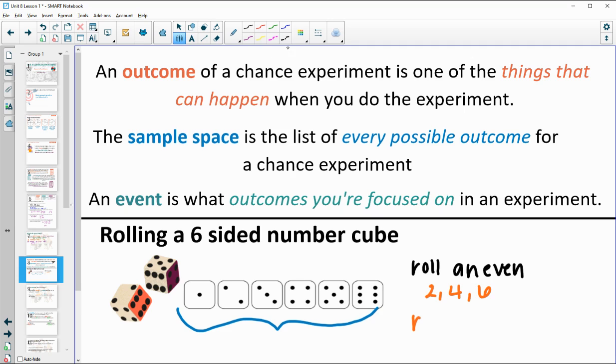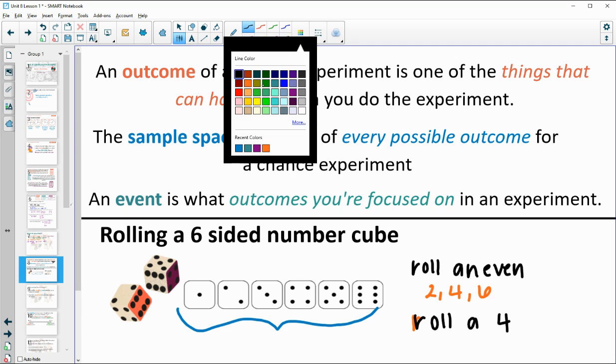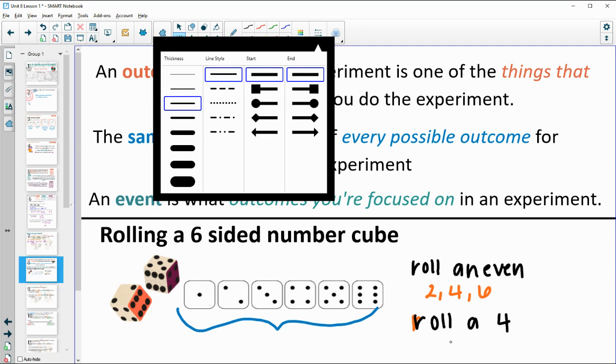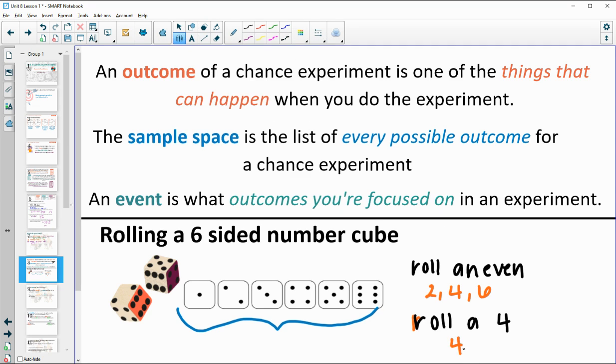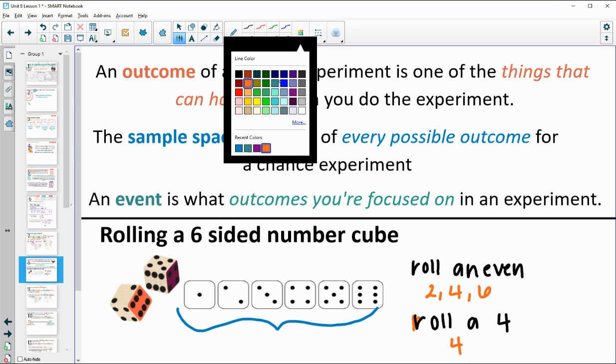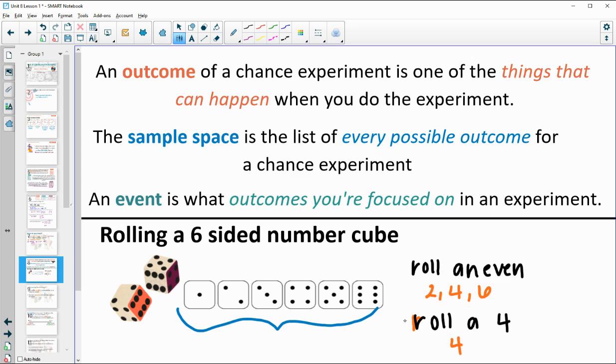Or if we said, whoops, that we're going to roll a 4. So then the outcomes of this event is, how do we roll a 4? Well, that's by rolling a 4. And the sample space is still 1 through 6. That's the options that could happen when we roll the dice. Okay, the 4 is the outcome from this event that we're focused on. So our event was rolling a 4. Here, our event was rolling an even. Okay, so event, outcomes, sample space.